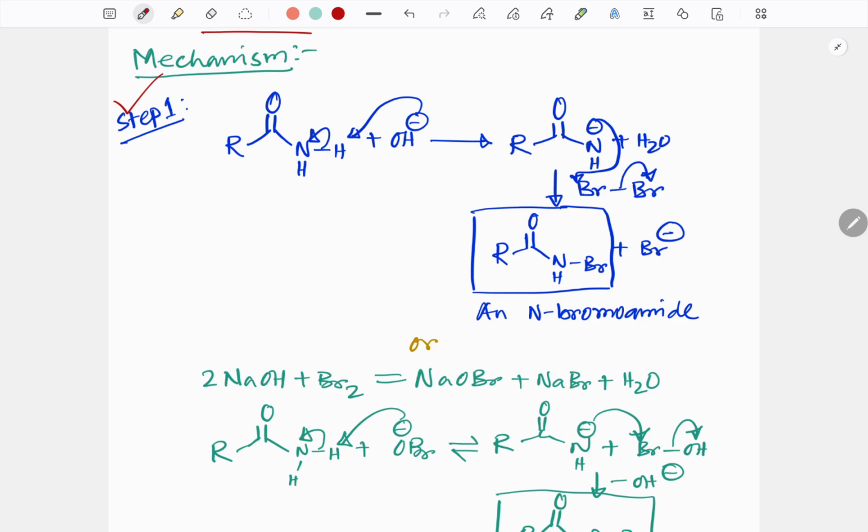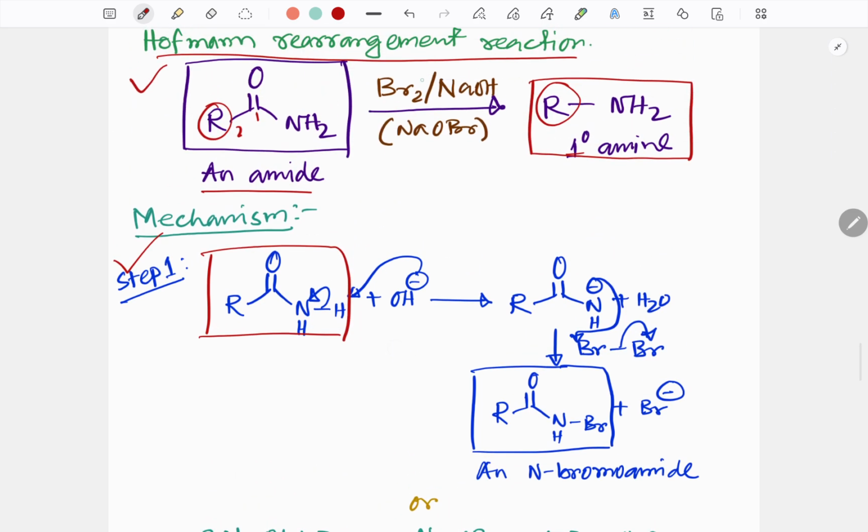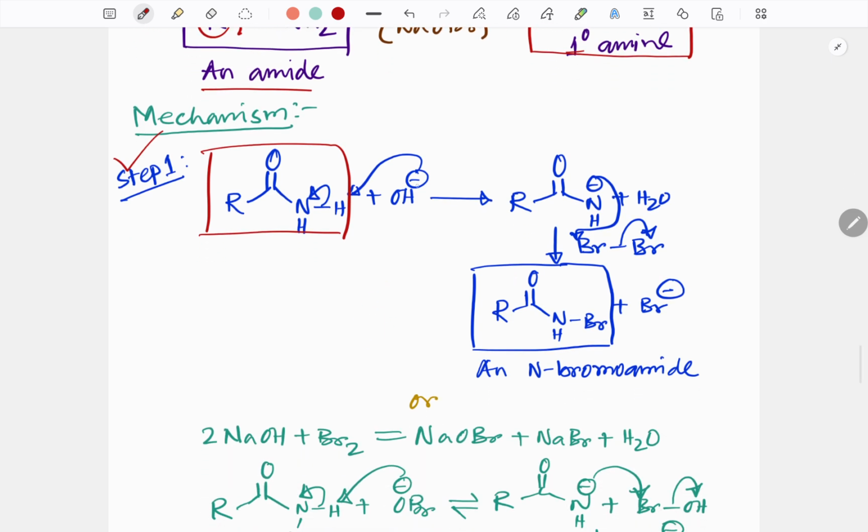to give the N-bromoamide intermediate. Here you can see this is the amide molecule, right? Now in the reagent we have taken bromine and sodium hydroxide. Initially, what will happen? Sodium hydroxide will give you OH minus, and that OH minus can act as a nucleophile. It will abstract one of the protons from the NH2 unit present in the amide group, and it will give you this anionic charge, you can see. This anionic charge is quite stable because it is conjugated with this carbonyl carbon, right?